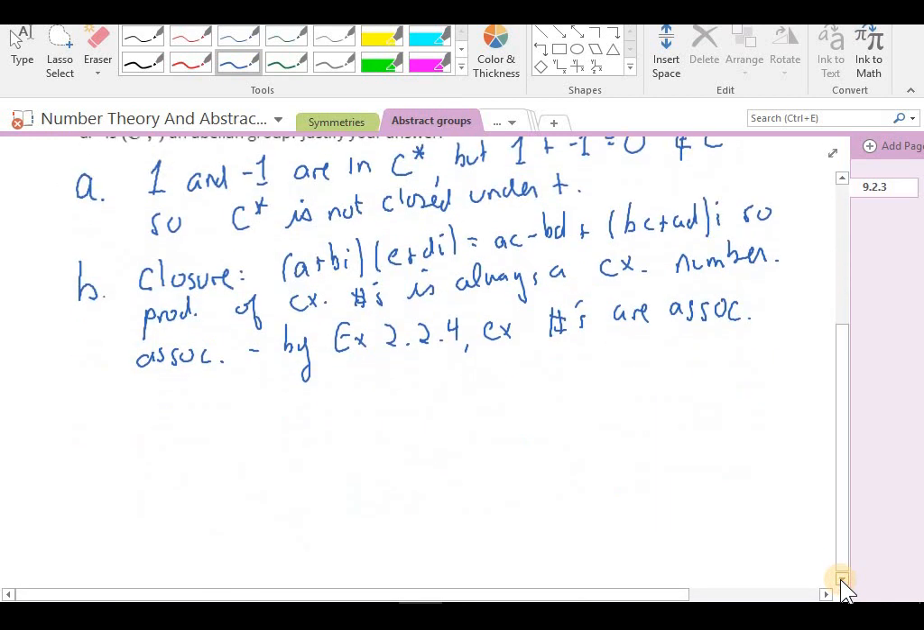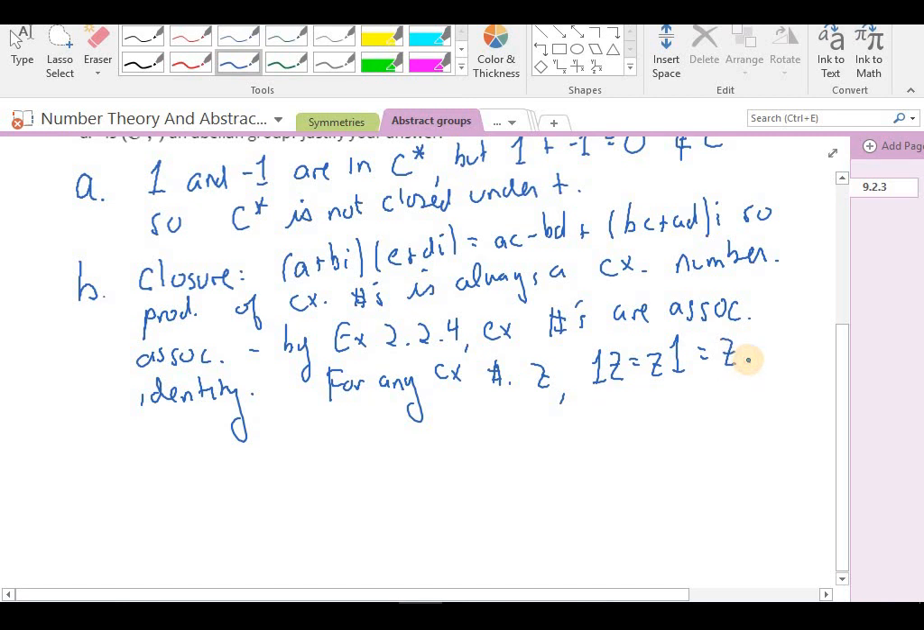The next part is identity. So you can say for any complex number, let's call it Z, 1Z equals Z1 equals Z. All right, so that's fine.